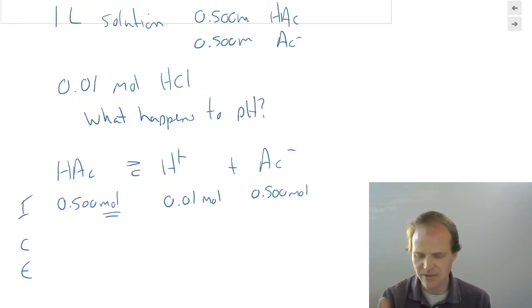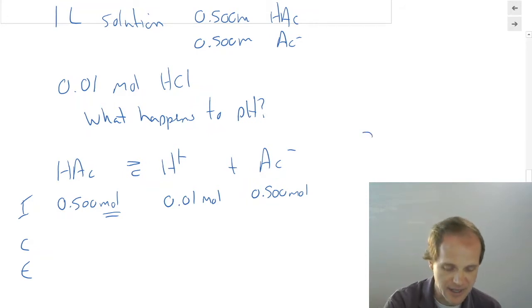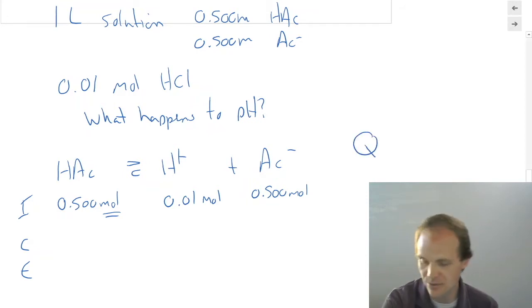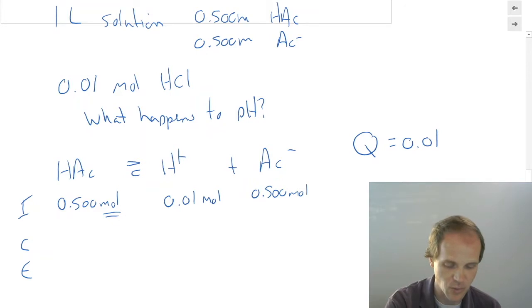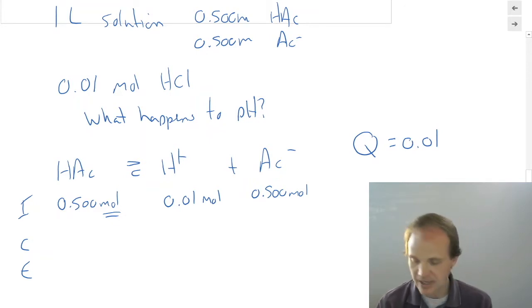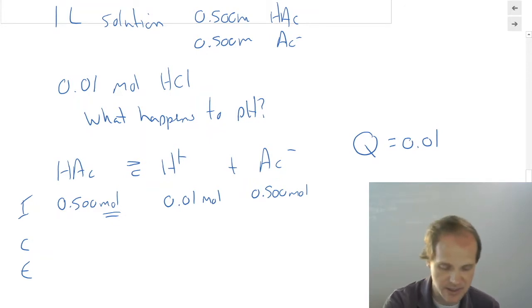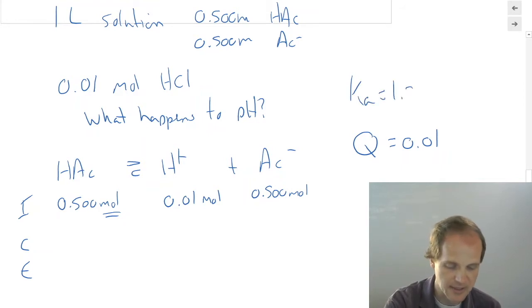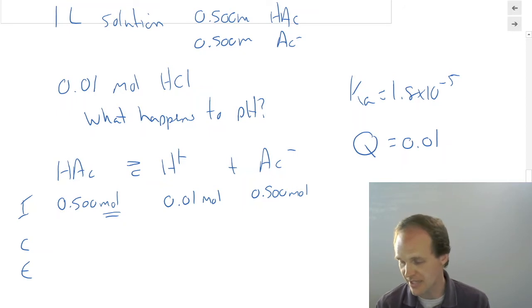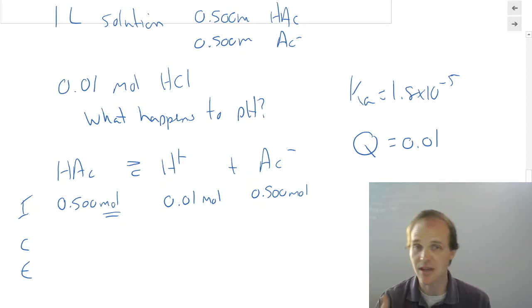How do we know? Is it going to go to the right or is it going to go to the left? What tells us what happens to a reaction when we're not sure it's at equilibrium? And if you came up with Q, you were paying attention. All right, we can calculate Q for this guy, and it turns out that Q is 0.01. So if you remember that our K was 1.8 times 10 to the minus fifth, then you realize that Q is much greater than K, and so the reaction is actually going to go to the left.